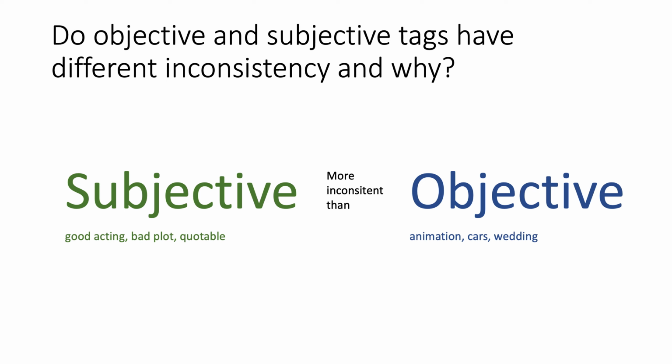Our second research question was inspired by the hypothesis that subjective tags are more inconsistent than objective ones, because subjective tags include annotator opinions while objective ones don't. For example, an annotator might think that a movie has a bad plot, but another annotator might disagree with them. However, if the movie is animated, then probably most annotators will agree that the movie is animated.